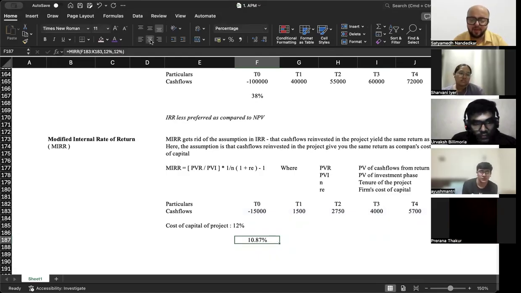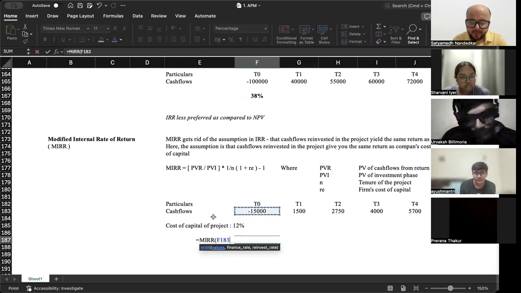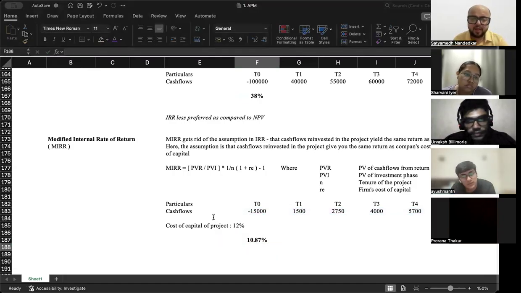10.87 is your MIRR. Here 38% was your IRR. Here 10.87 is your MIRR. How do we calculate MIRR? Tab. Select the cash flows, comma. Finance rate. Finance rate is the cost of capital, which is 12%. And cash flows are assumed to be reinvested at the same rate, 12%. You get 10.87 as your answer.